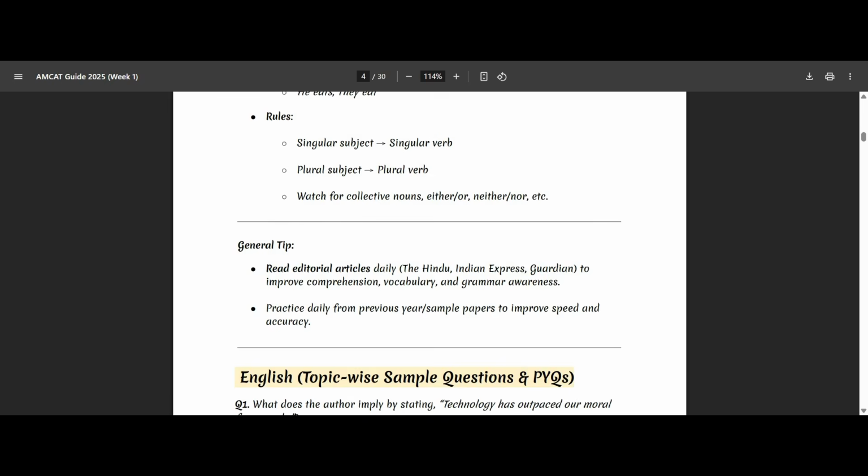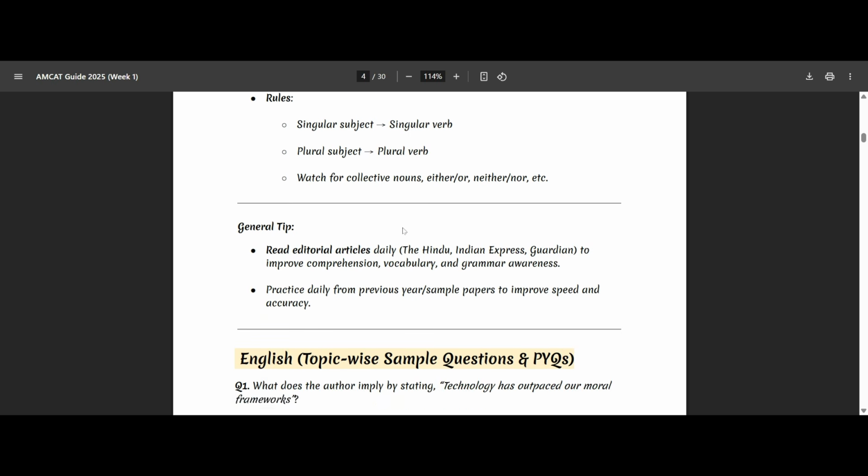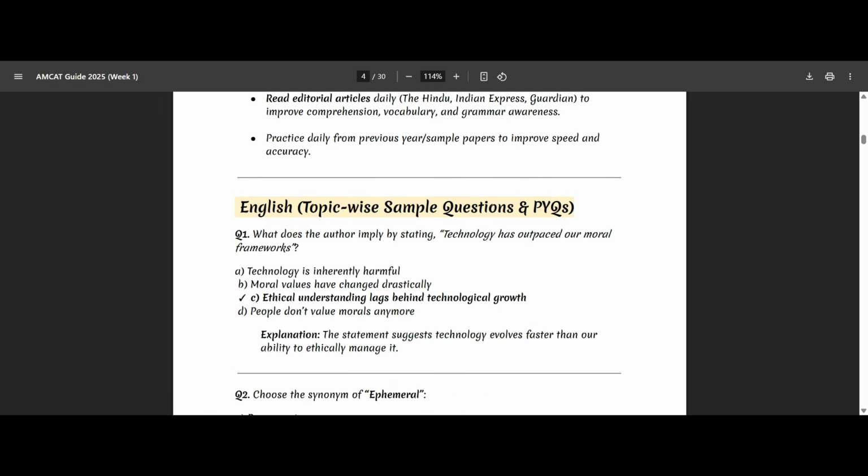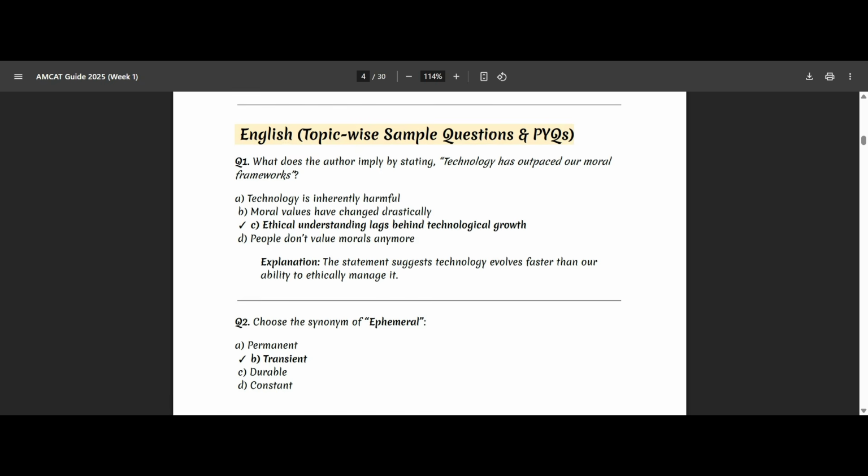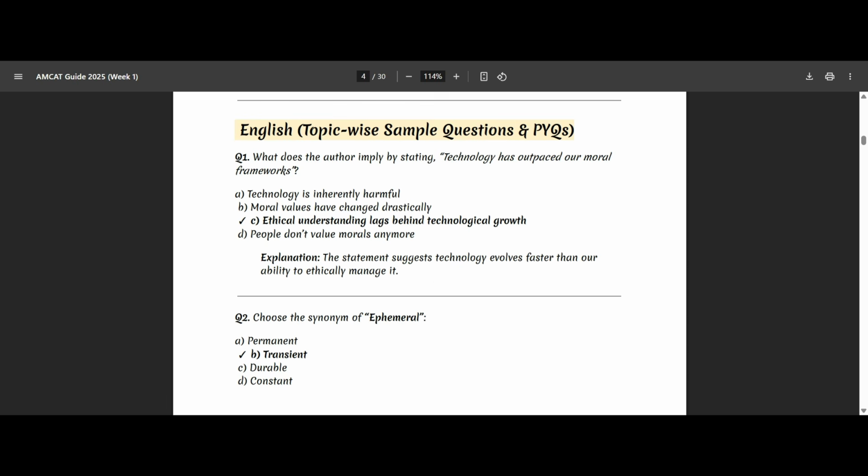Now this was all about English, okay? Now I'll be discussing the sample questions. So, what does the author imply by stating technology has outpaced our moral frameworks? So, actually, a paragraph might be given here. Here, I have not included it. So, what does this statement most closely correlate to? Option C, कि ethical understanding lags behind technological growth. Right. Because the statement suggests technology evolves faster than our ability to ethically manage it.